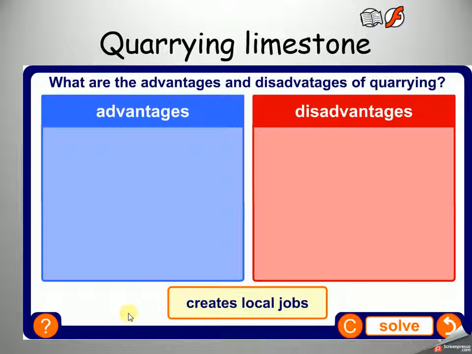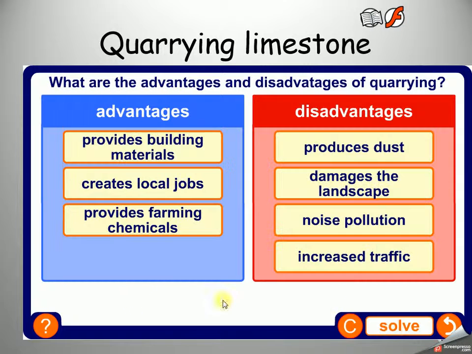This looks at the positive. I'm just going to go for the answers because I'm trying to make it as short as possible. So advantages: building materials, local jobs, farming chemicals. Disadvantages: dust, damages the landscape, noise pollution, and increased traffic. So those are all the advantages and the disadvantages.